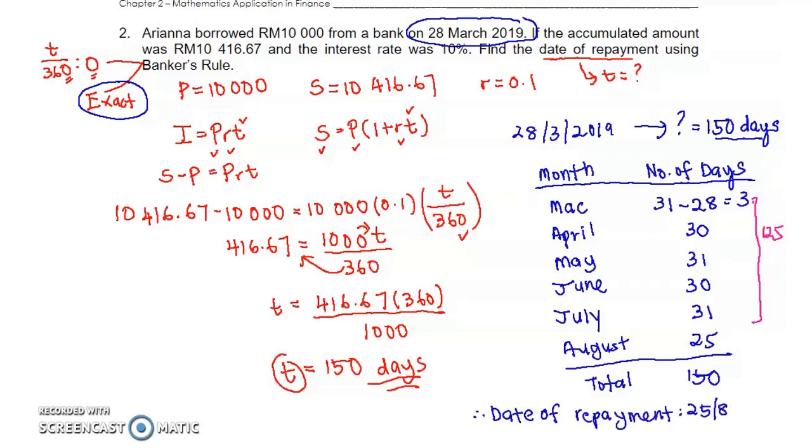25th August 2019. Okay, so from 28 March until 25th August, equivalent to 150 days.